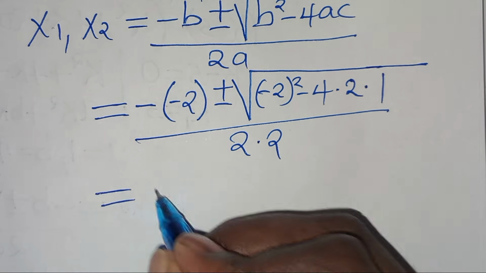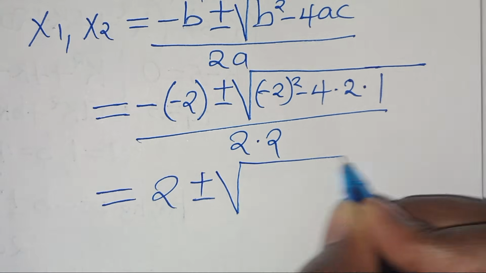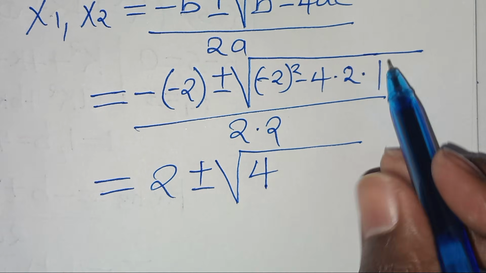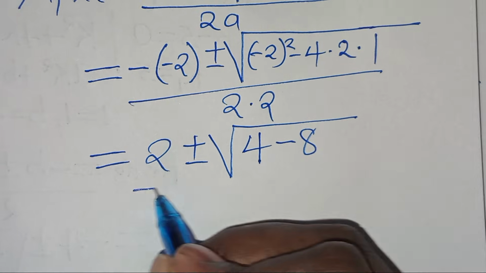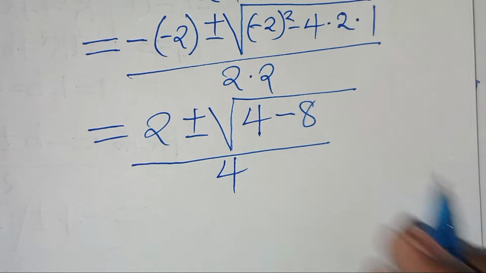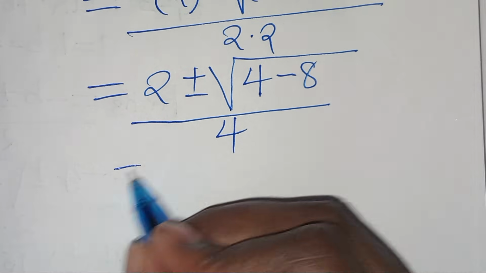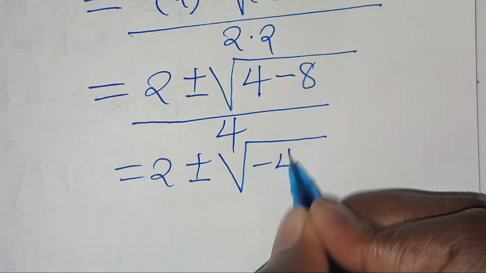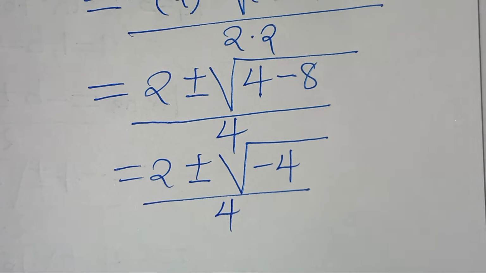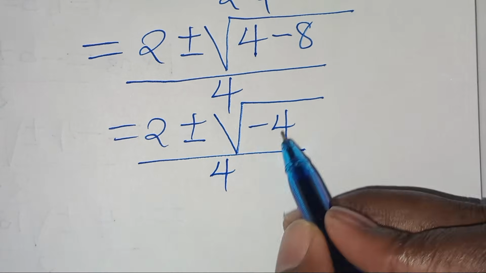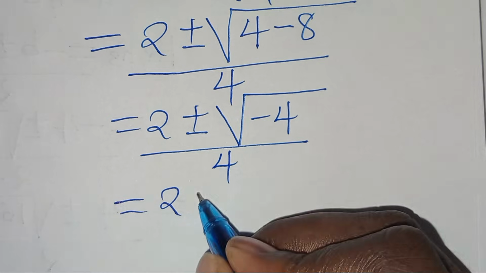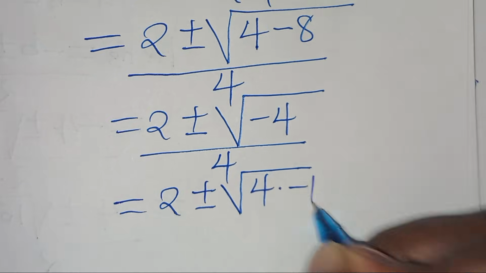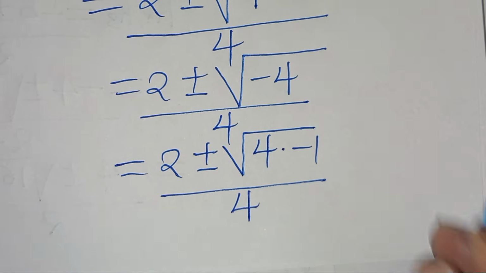So this implies that here we have 2 plus or minus the square root of (minus 2) squared, this is 4, then we have minus 4 times 2 times 1, this is minus 8, everything divided by 4. So we have 2 plus or minus the square root of 4 minus 8, this is minus 4, everything divided by 4. We can express the square root of minus 4 as 2 plus or minus the square root of, this is the same thing as 4 times minus 1, everything divided by 4.